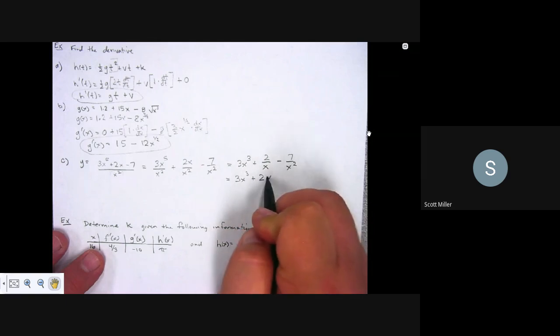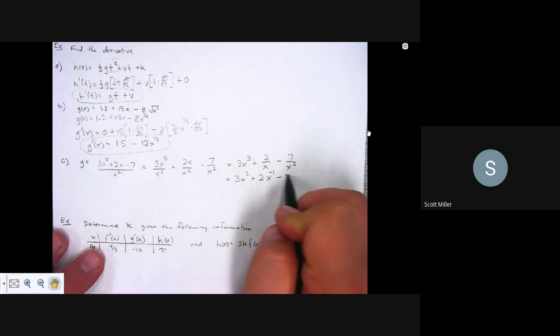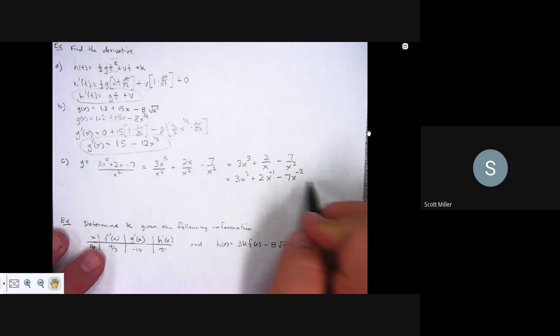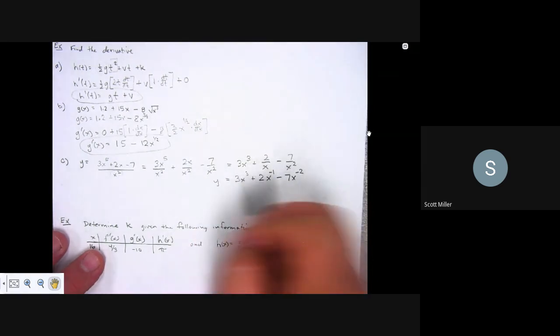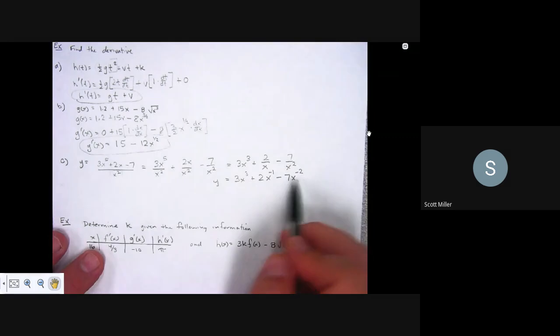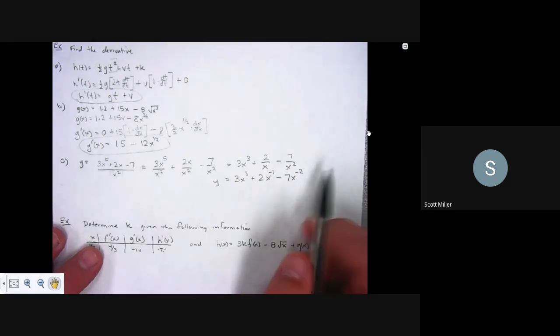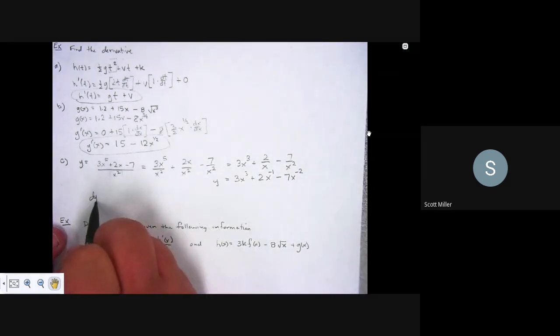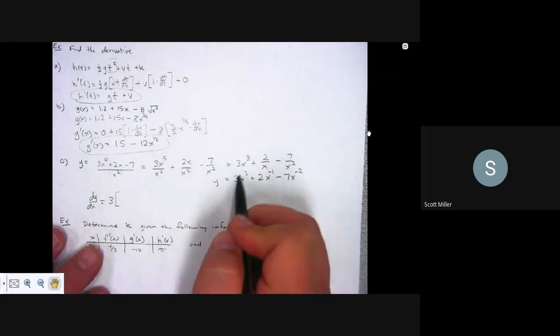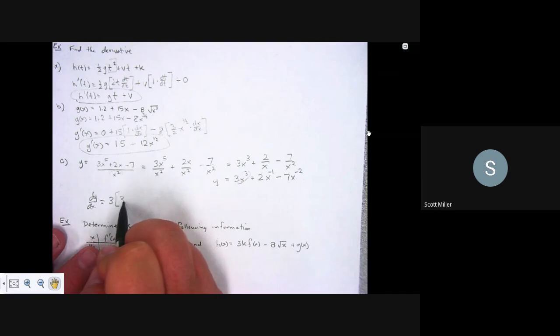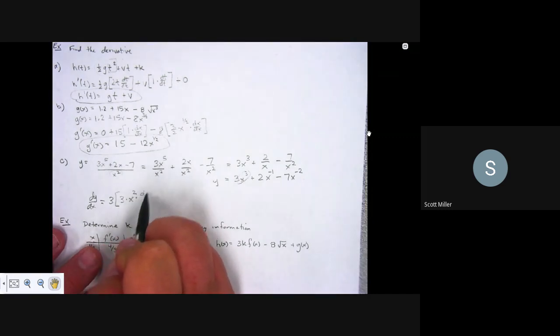This would be 2x to the negative 1, 7x to the negative 2. And so this is how I want to look at y. So this is this, and this is easier to take the derivative of. So dy/dx equals the constant times the derivative of x to the 3rd, which would be 3 times x, lower the power by 1, dx/dx.